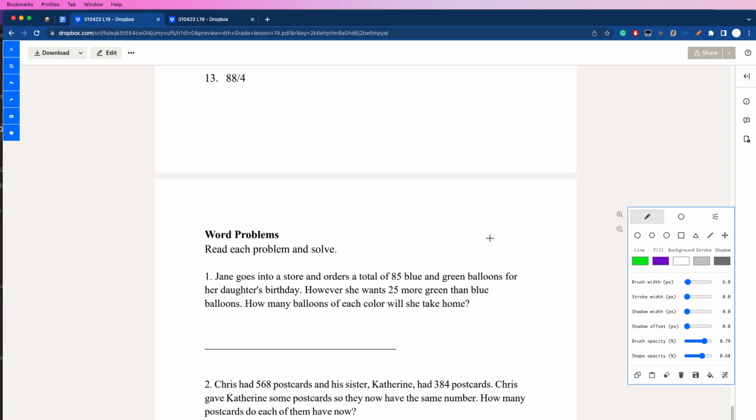Jane goes into a store and orders a total of 85 blue and green balloons for her daughter's birthday. However, she wants 25 more green than blue balloons. How many balloons of each color will she take home?